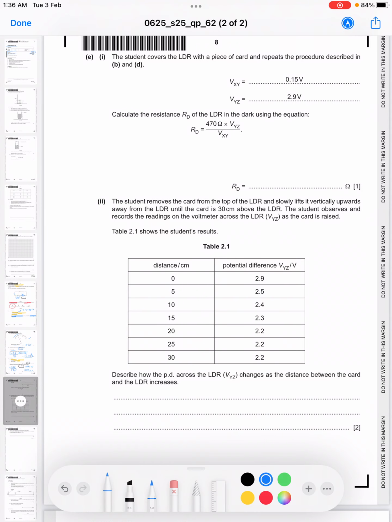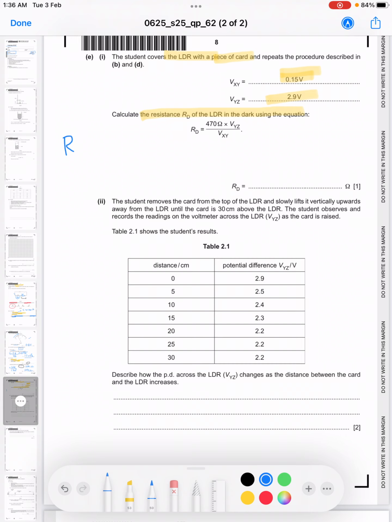The student covers the LDR with the piece of card and repeat the procedure. We get the different values of VXY and VYZ. Calculate the RD. RD means resistance of the LDR in dark, and it is calculated with this formula, right? Formula is given. Just substitute the values and we will get the answer.